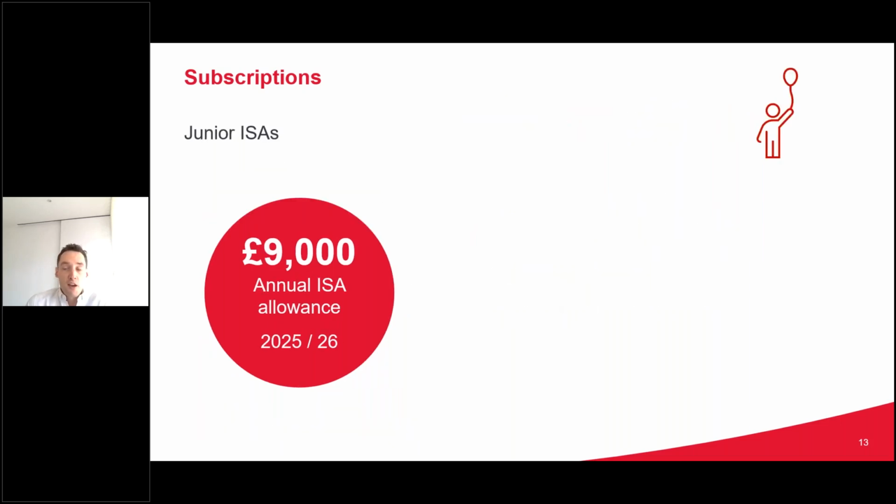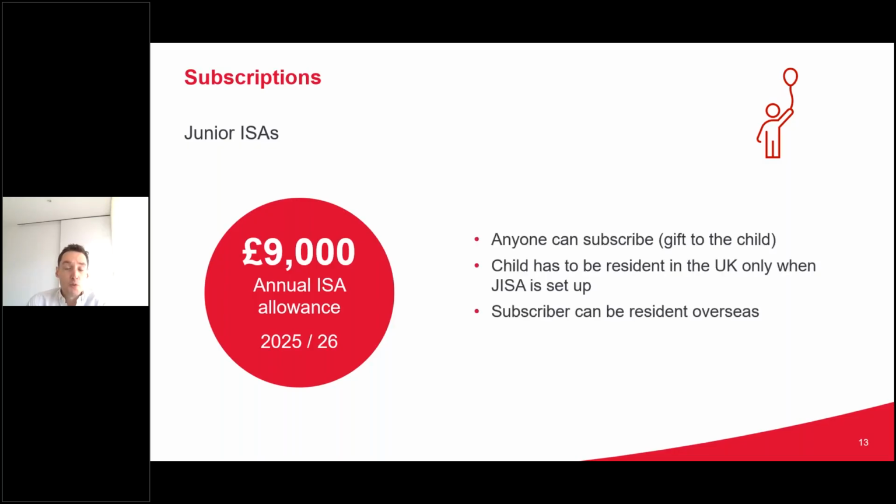Junior ISAs again have their own separate limit, so it's £9,000 each tax year. Again, it's been at that level for a few years now. In terms of who can subscribe to a junior ISA, it's actually a lot more flexible, so there's no rules around who actually can make a subscription to a junior ISA. This is where grandparents, aunts, uncles, anyone really doesn't have to have a connection to the child. They can make subscriptions on behalf of the child.